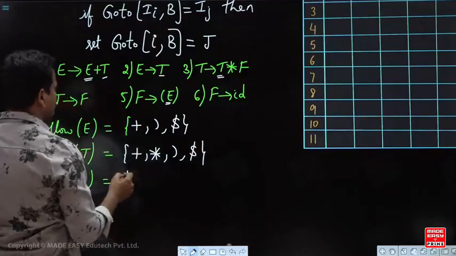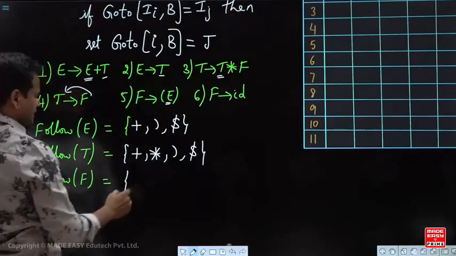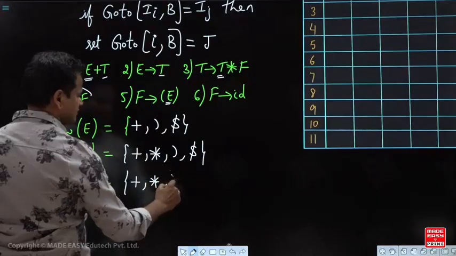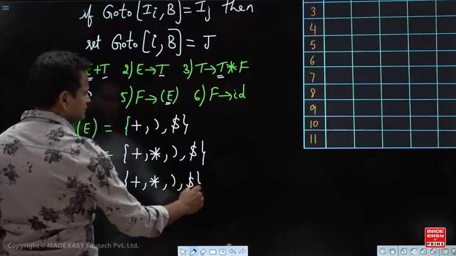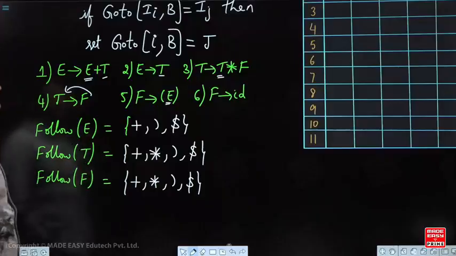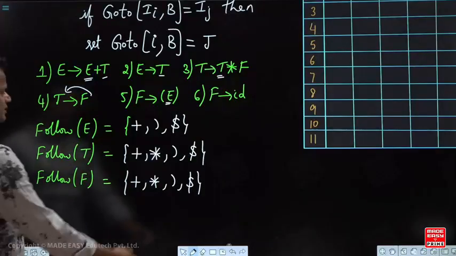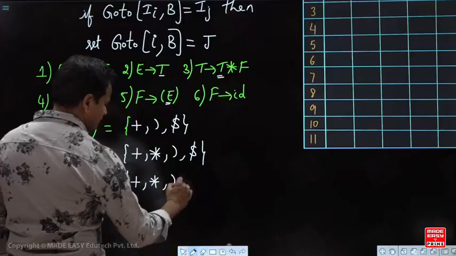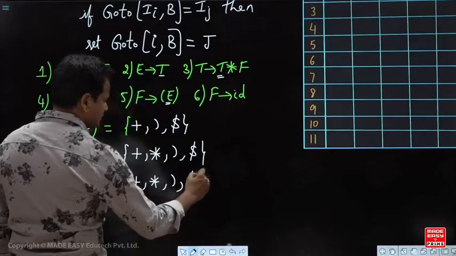And what is follow of F? Follow of F is follow of T, which is plus, follow of T we have, na, star, open, closed, and dollar. So these are the follow of each non-terminal.